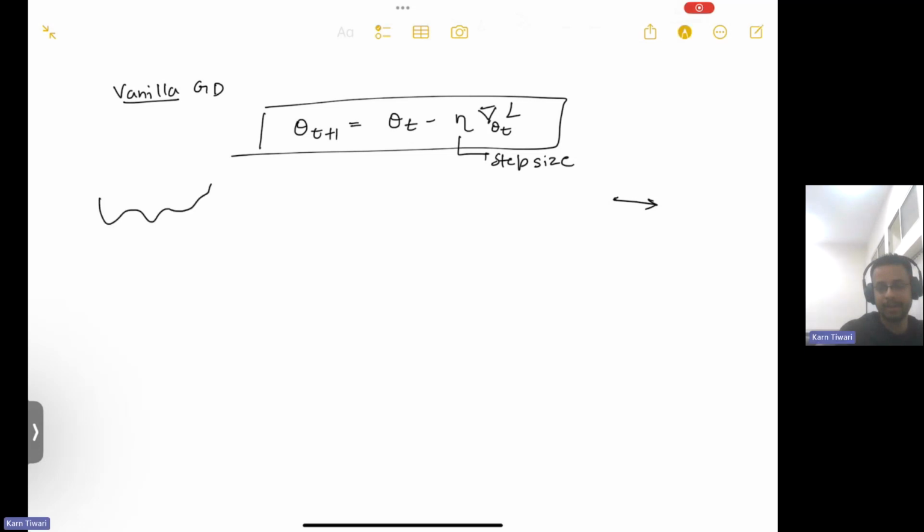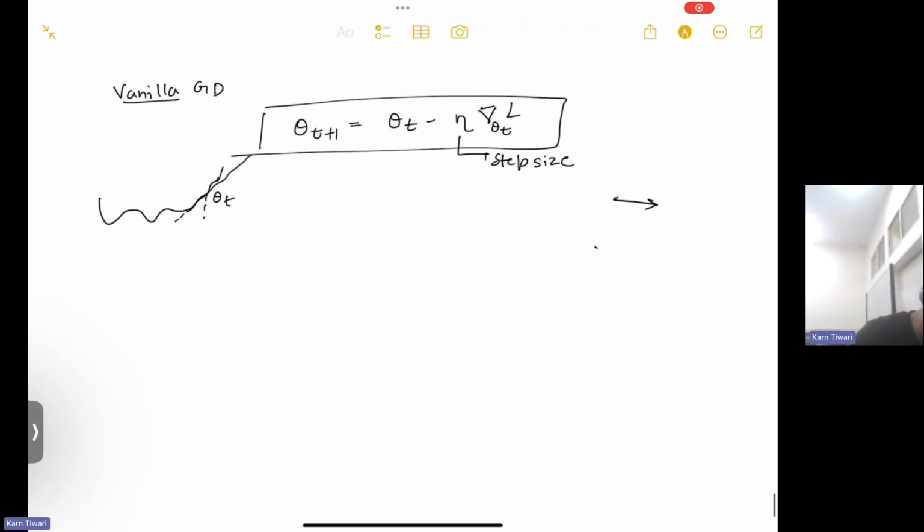For example, suppose this is a function we are given, and theta t is here. So what this means is that basically we are taking a derivative, that is a gradient. Gradient always points toward the direction of maximum ascent.